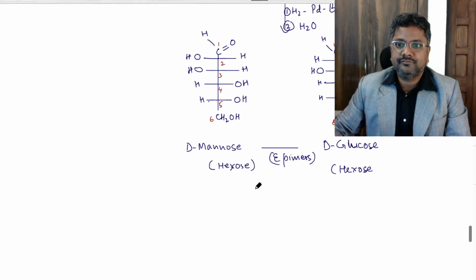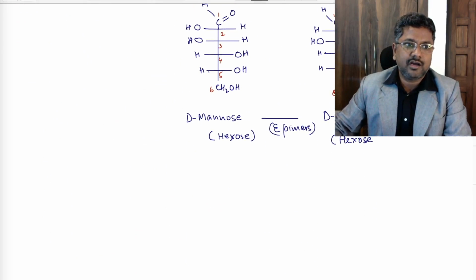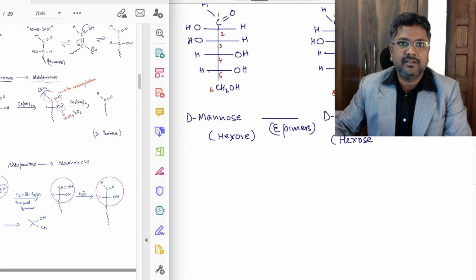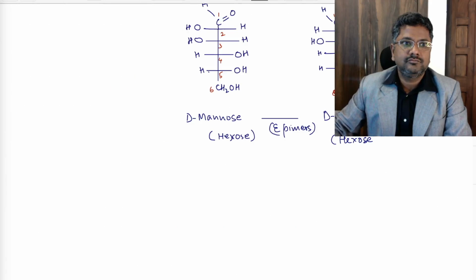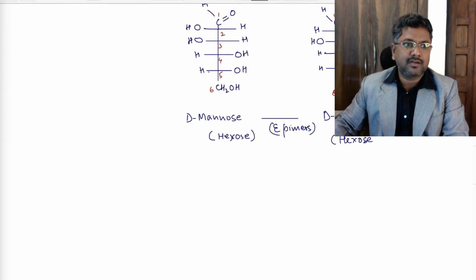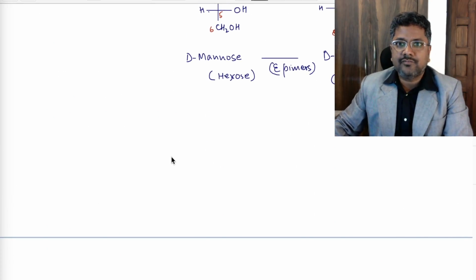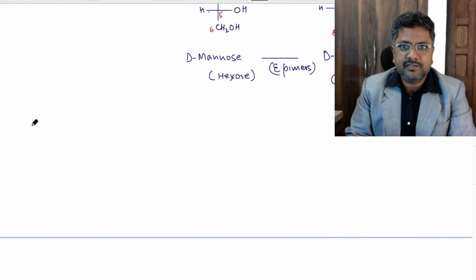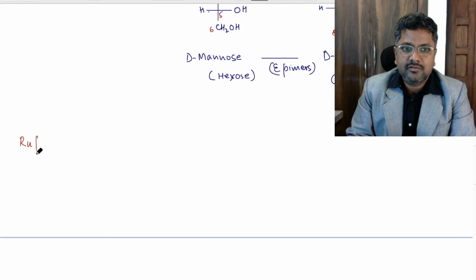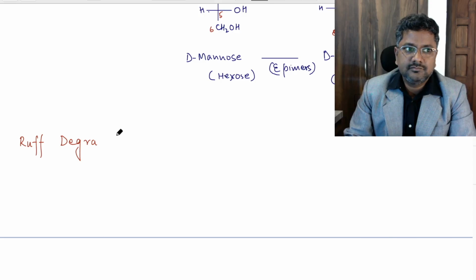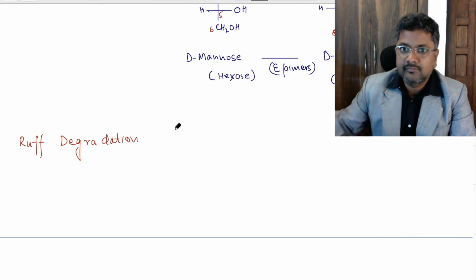Now see, shortening of the chain, how to decrease the number of carbon atoms. This is known as Ruff degradation. There are two methods. One is Ruff degradation, right?